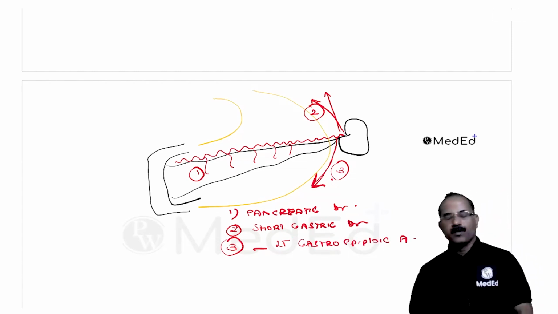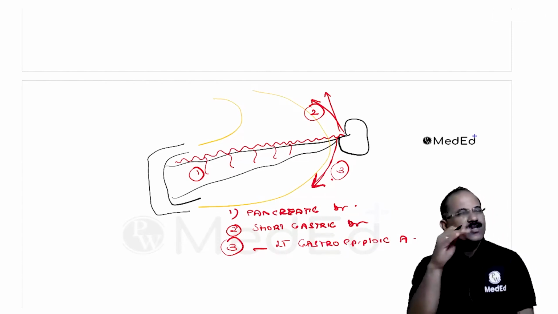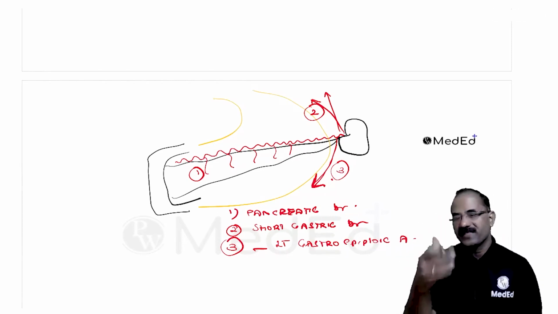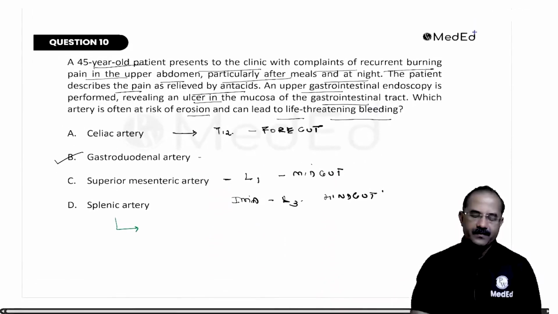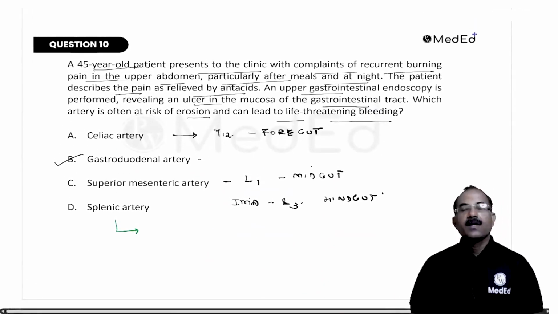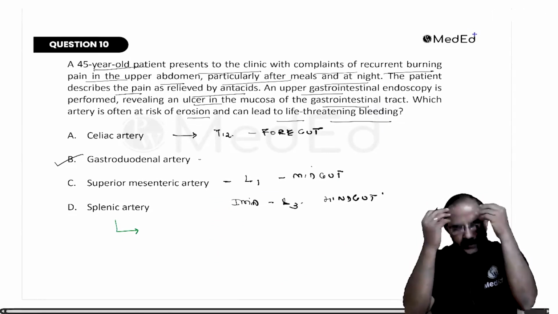Left gastroepiploic artery. Okay? Splenic artery is very tortuous, and splenic artery is a branch of celiac trunk. Okay? Everything is clear, बच्चा? ये याद रखना. Always keep this in mind.